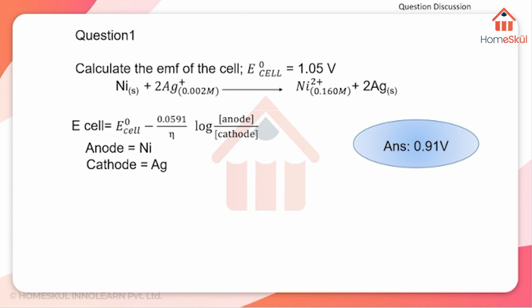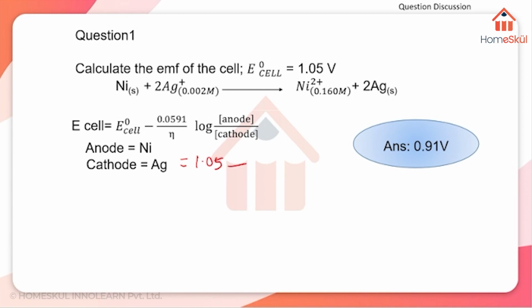Look, here's the formula to find the EMF. EMF of the cell is equal to standard electrode potential of the cell minus 0.0591 by n log concentration of anode by concentration of cathode. Here our anode is nickel and cathode is silver. I'm going to substitute all these values.